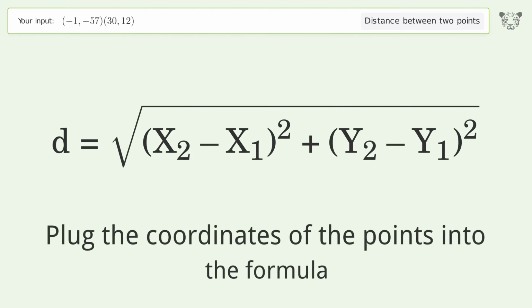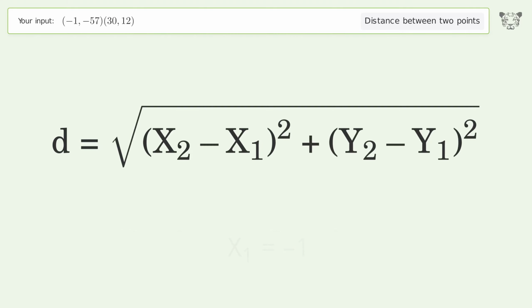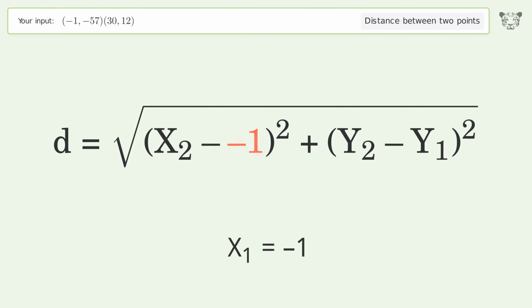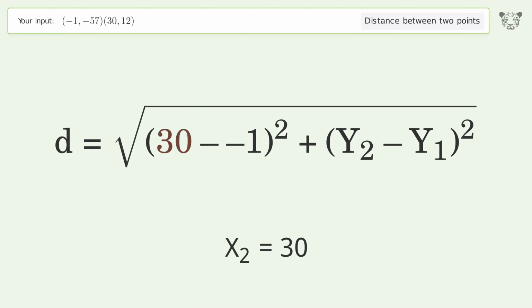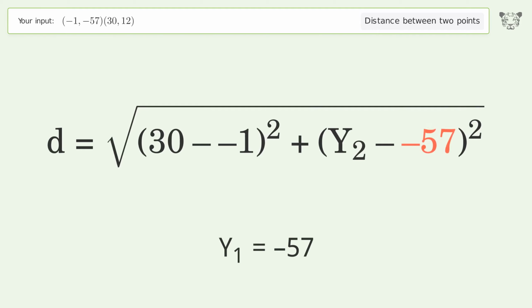Plug the coordinates of the points into the formula. x1 equals -1. x2 equals 30. y1 equals -57. y2 equals 12.